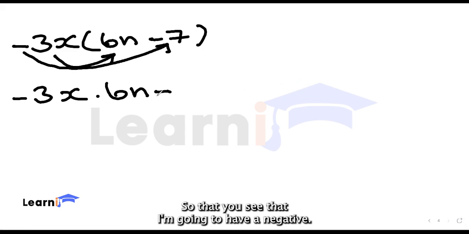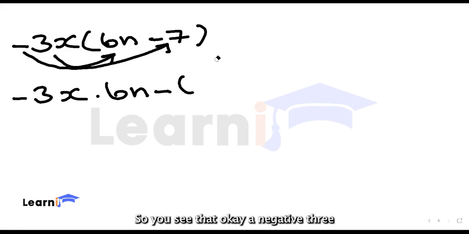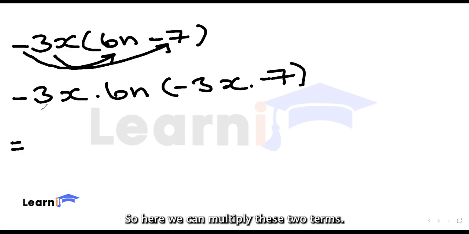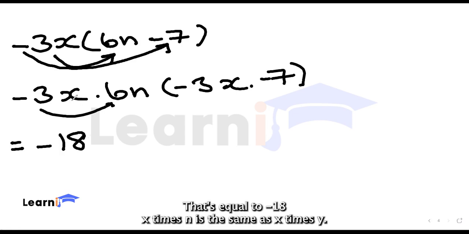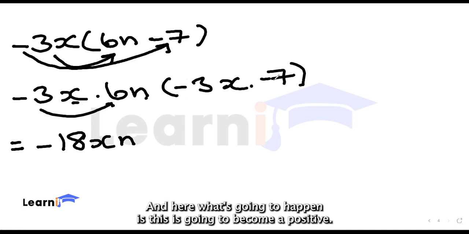I'm going to write this like this so you see that. A negative 3x times a negative 7. And so what would this equal? So here we can multiply these two terms. That's equal to negative 18. x times n is the same as x times y. So here we would have xn. And here what's going to happen is this is going to become a positive.